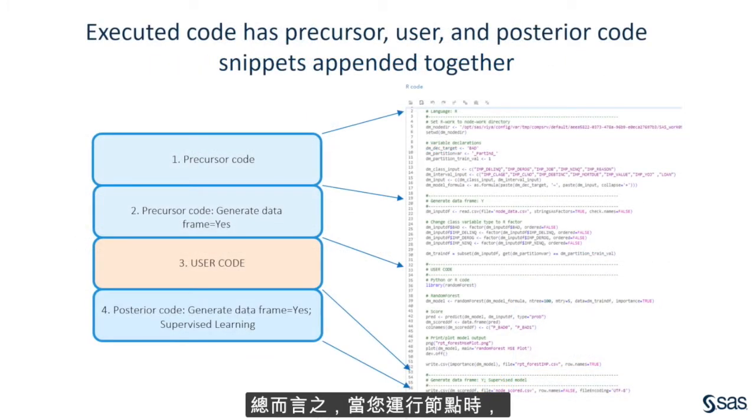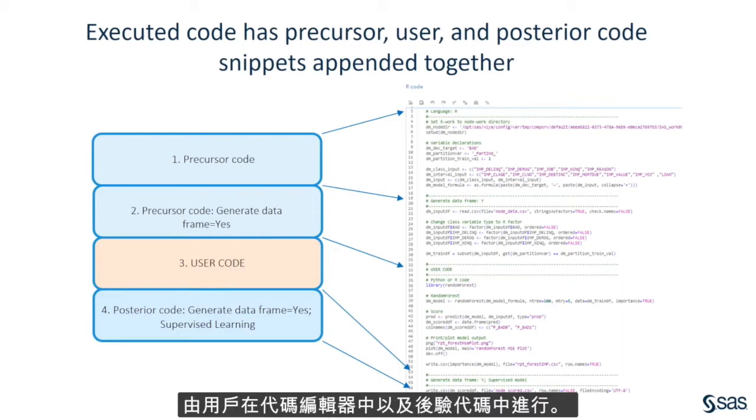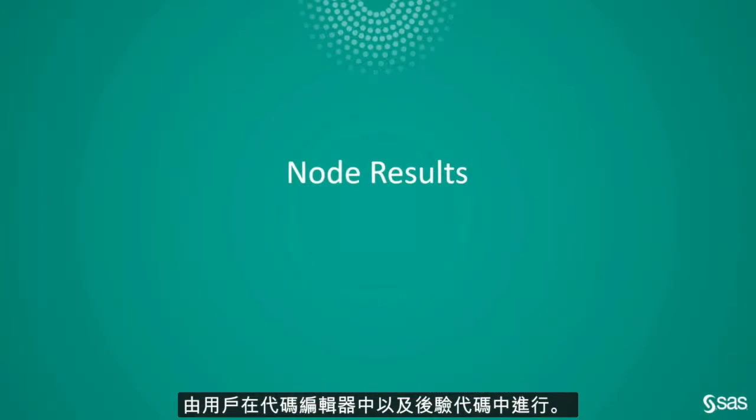So in summary, when you run the node, the actual code that is executed is a combination of the precursor code, the code entered by the user in the code editor, and the posterior code. Now let's look at the node results.